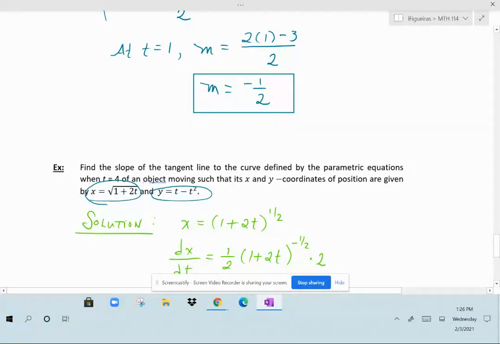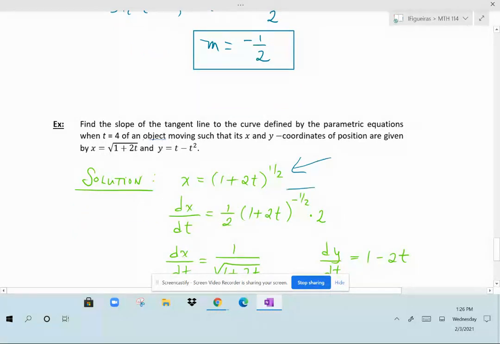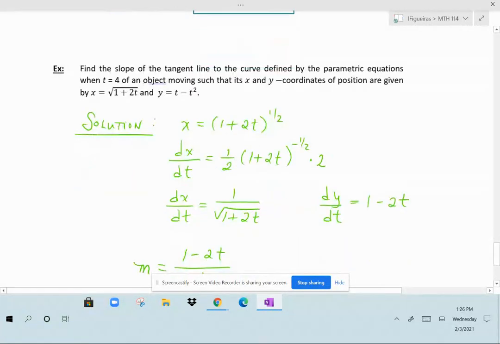All right, so we know that when you have a radical, you want to rewrite it without the radical. So x is (1 plus 2t) to the 1/2. But that means that we have to use chain rule in order to find dx/dt. So it's the derivative of the outside function first, that's 1/2 (1 plus 2t) to the negative 1/2, times the derivative of the inside function, which is just 2. And when you simplify dx/dt, the 2's cancel, and I'm left with dx/dt is 1 over the square root of 1 plus 2t. And dy/dt is 1 minus 2t.